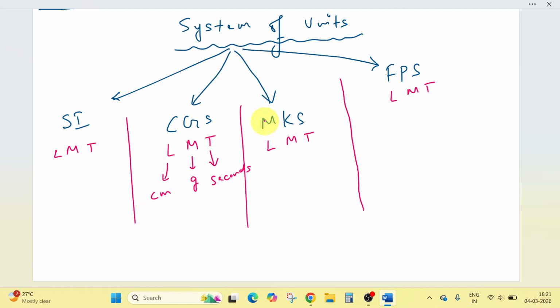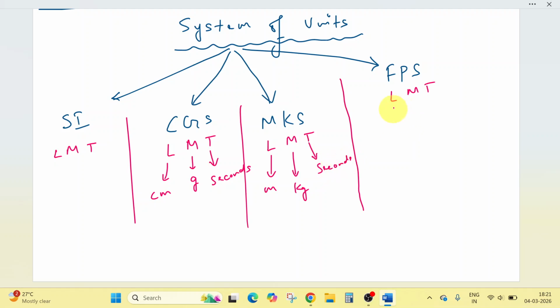See here, L is M. M মানে meter. Mass is K. K মানে kg. T is time. T for S. S মানে second.